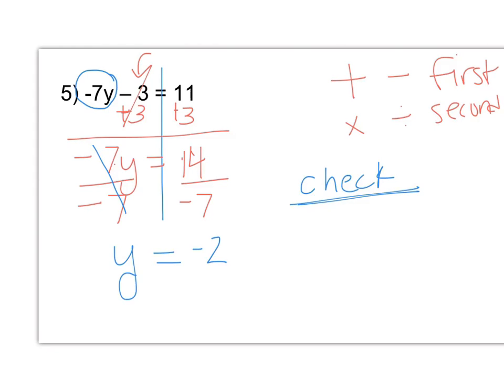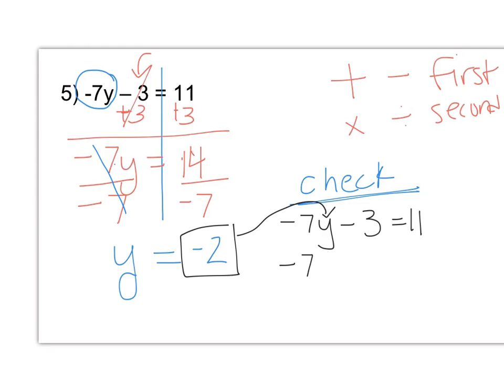I'm going to rewrite my original equation, which is negative 7y take away 3 is equal to 11. And wherever I see y, I'm plugging in my answer, which is negative 2. Negative 7 times negative 2, we always use parentheses, minus 3, and I want to know if that gives me 11. So negative 7 times negative 2 is 14, and 14 take away 3 is 11, and 11 is equal to 11, so I know that I am correct.